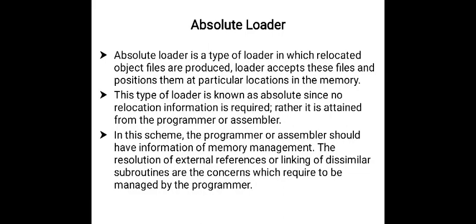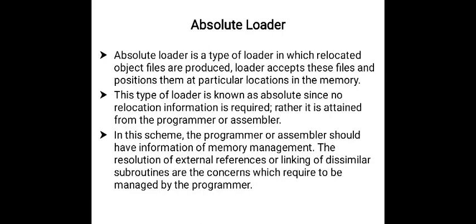To define, an absolute loader is a type of loader in which relocated object files are produced. The loader will accept these files and position them at a particular location in the memory. Here you need to observe a few keywords. One is loader. The absolute loader is a type of loader which is going to relocate the object files which are produced, and the loader is going to accept these files and position them at a particular location in the main memory. These are the main works of our absolute loader.